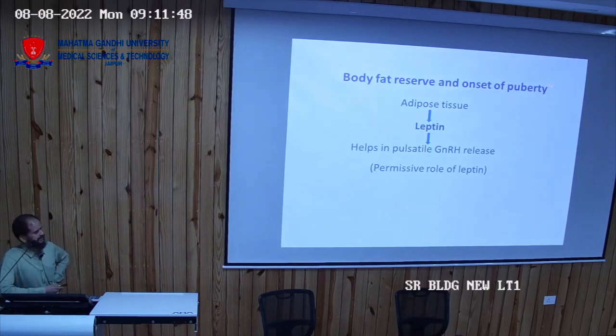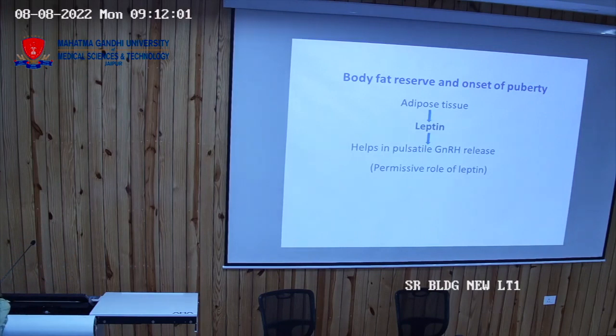It has been seen that your fat tissues release a protein, a hormone called leptin. Okay, ये leptin क्या करता है? It helps in the release of GnRH. GnRH क्या हुआ? Gonadotropin releasing hormone. कहाँ से निकल रहा है? From the hypothalamus. So this pulsatile release of gonadotropin releasing hormone is mandatory for the gonadotropin release, which is important for sexual maturation.